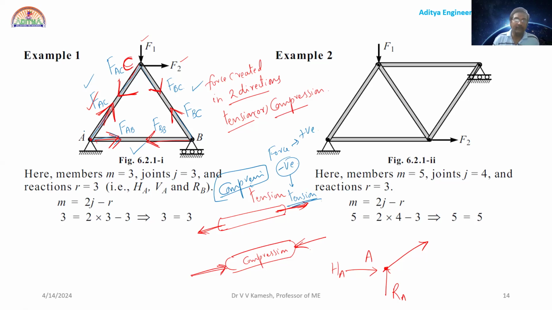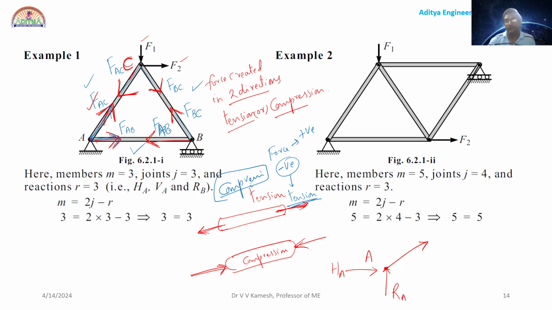So initially, for our analysis or for our benefit, we need to consider all the induced forces are away from the joint, right? So that we can resolve the forces F_AB, F_AC, F_BC, all these forces very clearly, okay?